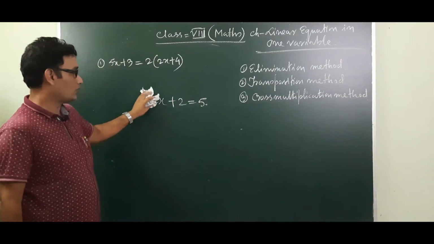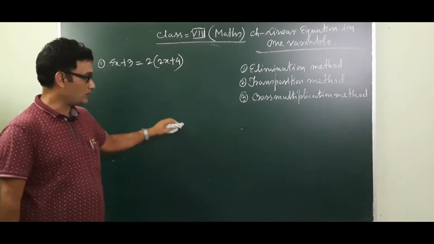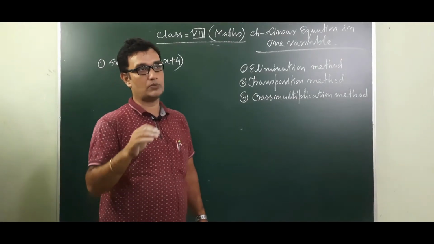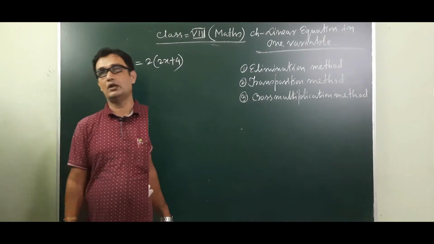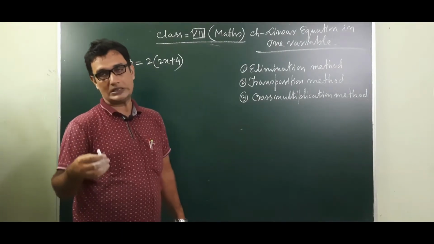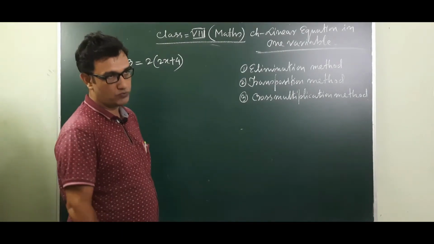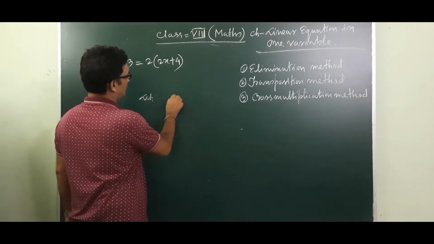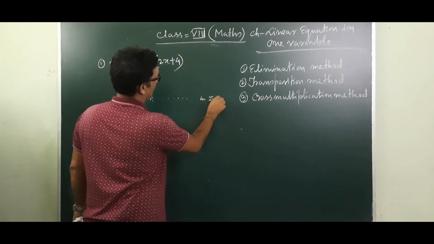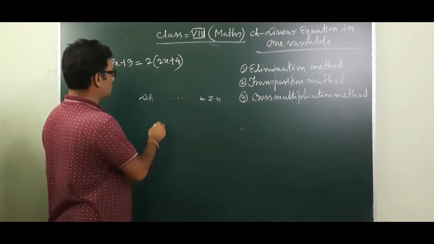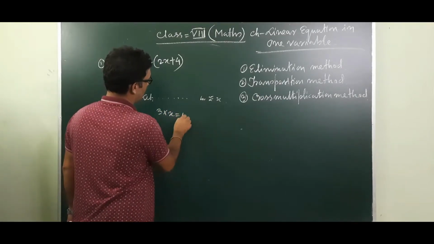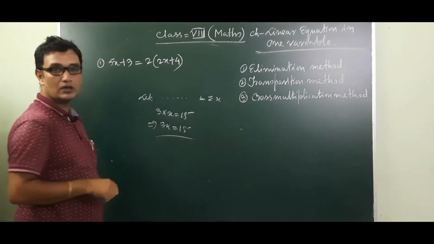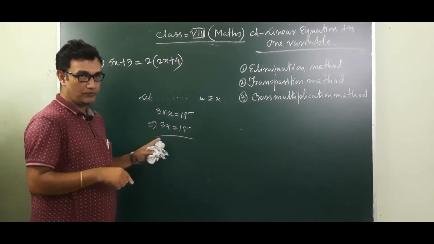Now, how will we form a linear equation? Suppose a word question is given, for example, the price of 3 pens is 15 rupees. If you are going to write it in linear equation form, what will you write? Let the price of 1 pen be rupees x, then the price of 3 pens will be 3 into x equal to 15. That means 3x equal to 15. Like this way you can write it in linear equation form.